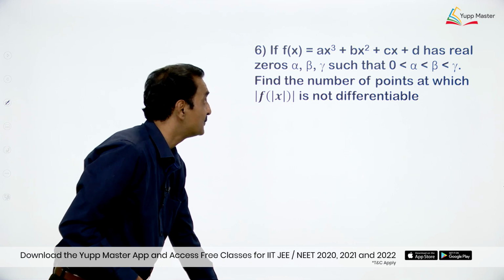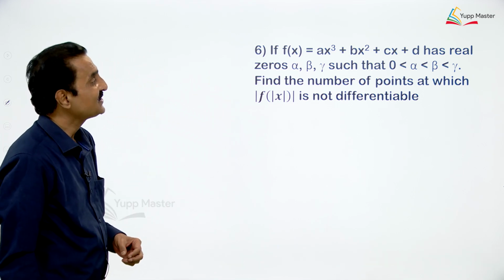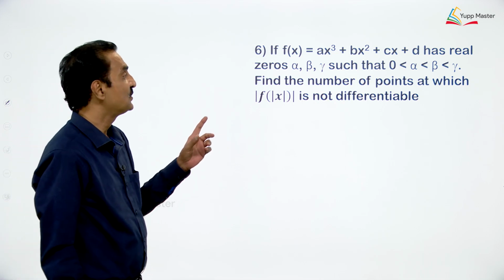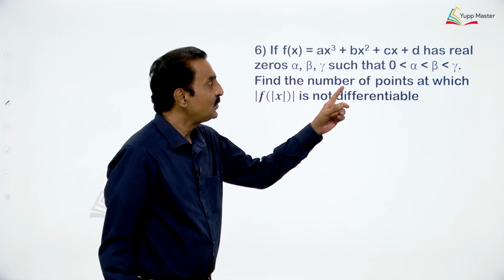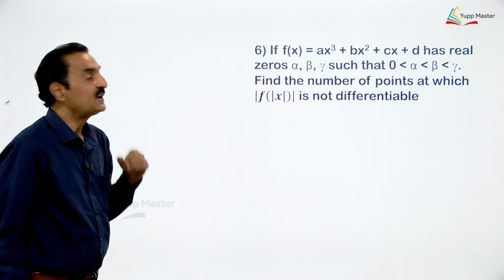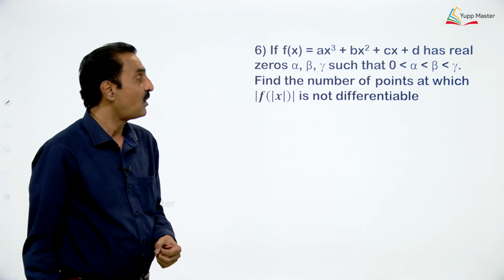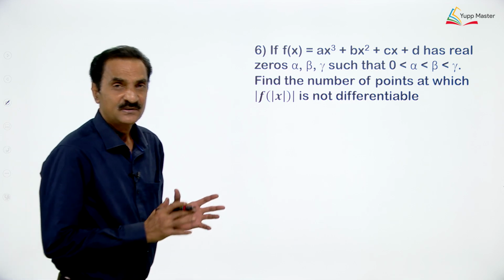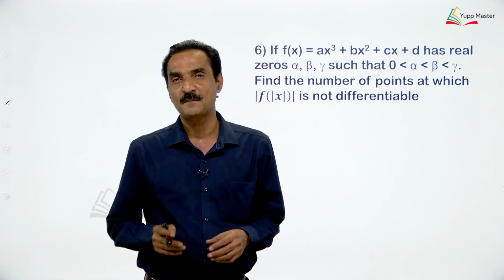F of x is equal to ax cube plus bx square plus cx plus d has real zeros alpha, beta, gamma such that 0 less than alpha less than beta less than gamma. Find the number of points at which mod f of mod x is not differentiable. Sometimes we can tell points where it is non-differentiable by graph.